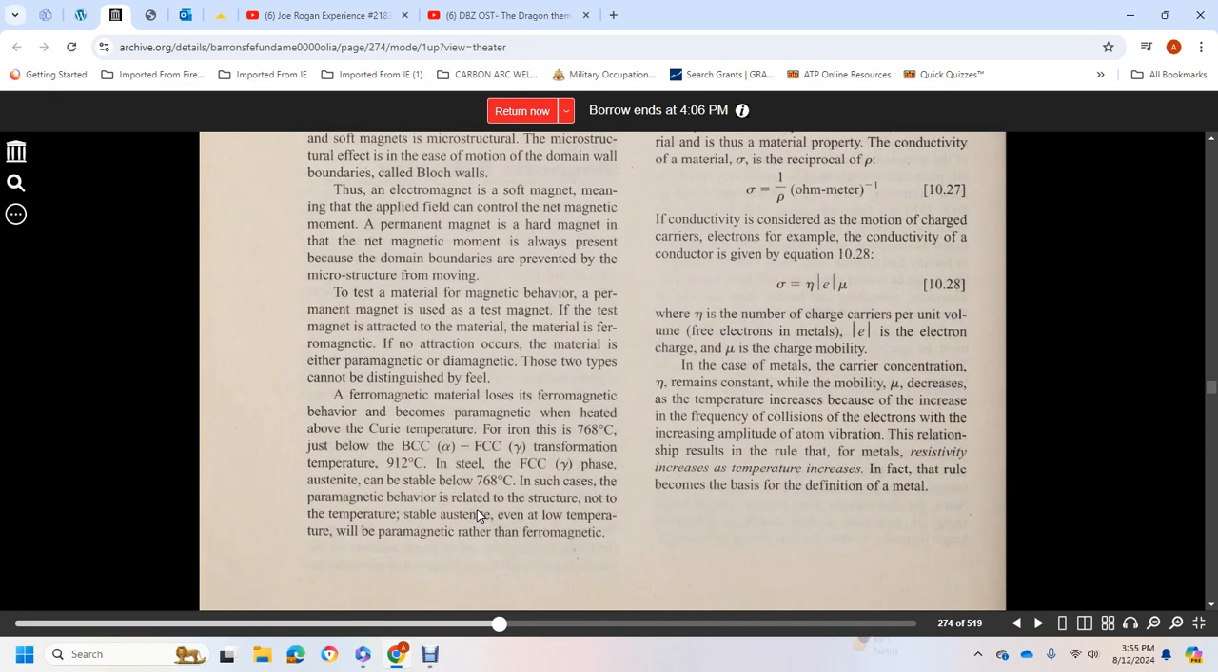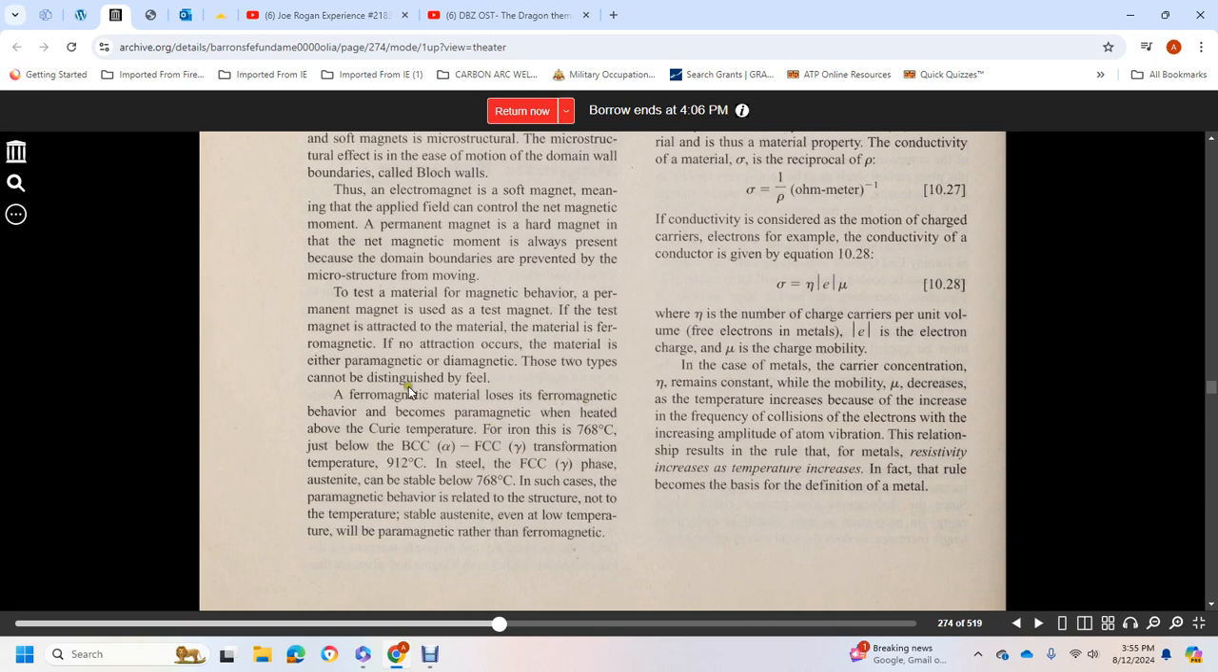To test a material for magnetic behavior, you use a test magnet. If the test magnet is attracted to the material, the material is ferromagnetic. If no attraction occurs, the material is either paramagnetic or diamagnetic, and these two types cannot be distinguished by this method.